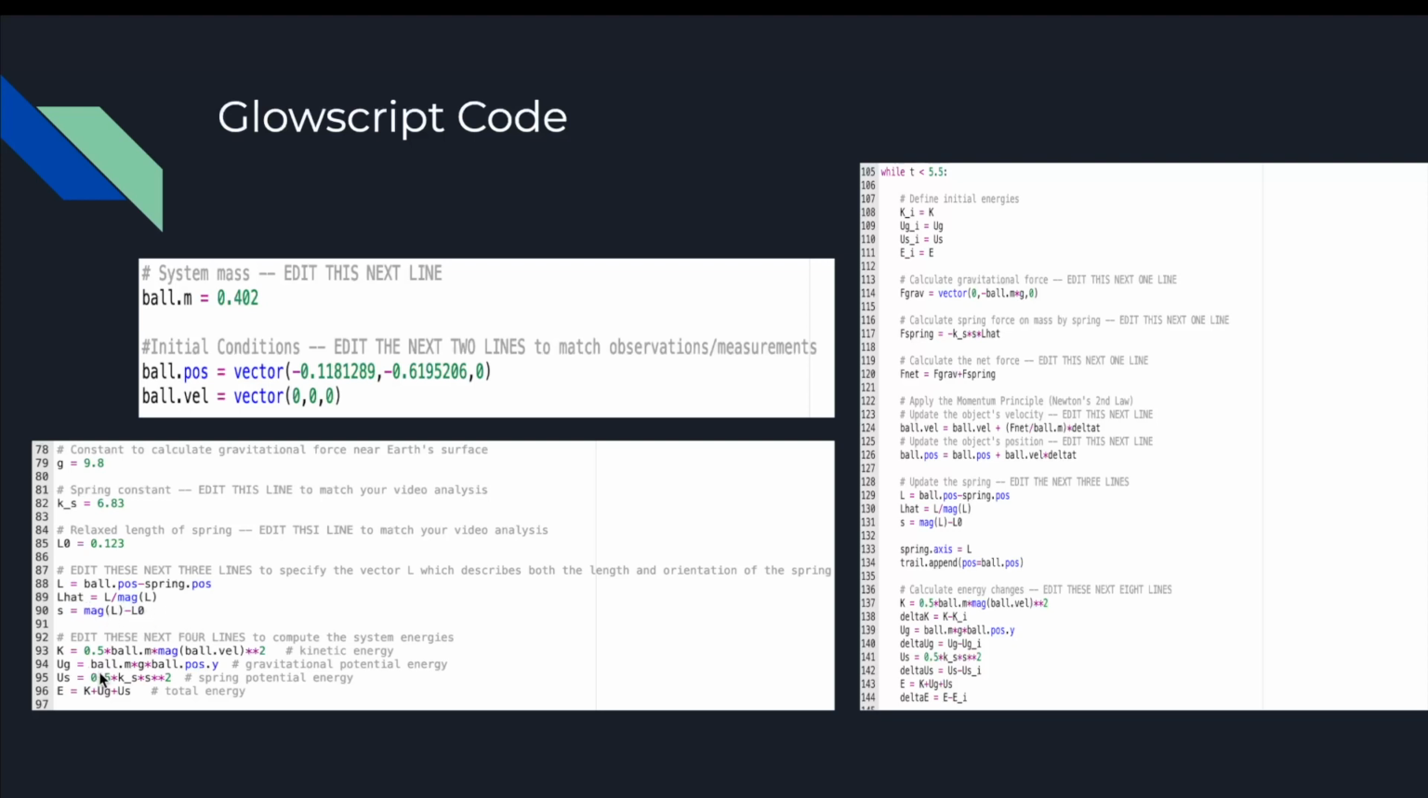Then here we calculated the kinetic energy, the gravitational potential energy, and the spring potential energy, and then summed them up to get the total energy. And then over here, we use Newton's second law to calculate the ball's velocity and position. Next, we update the spring position and the amount of stretch, and then update the energy again.